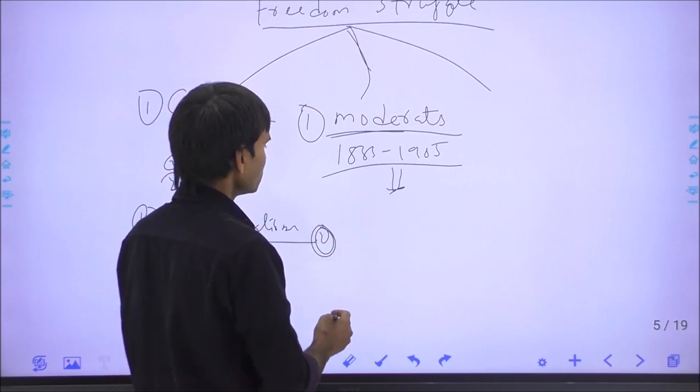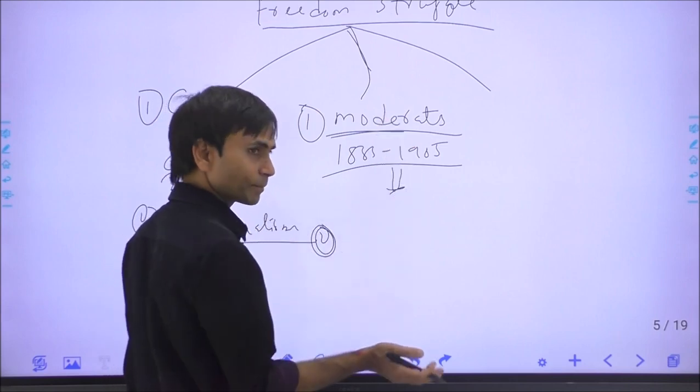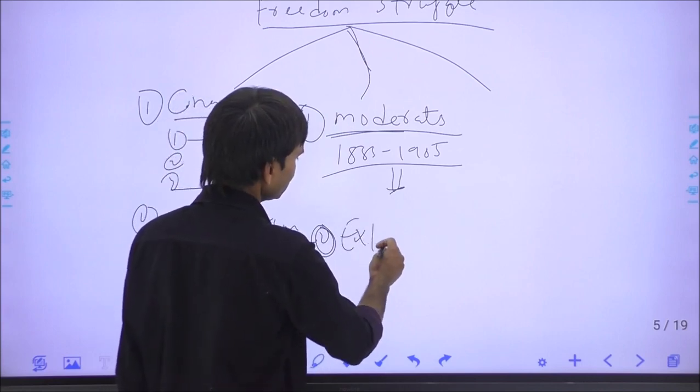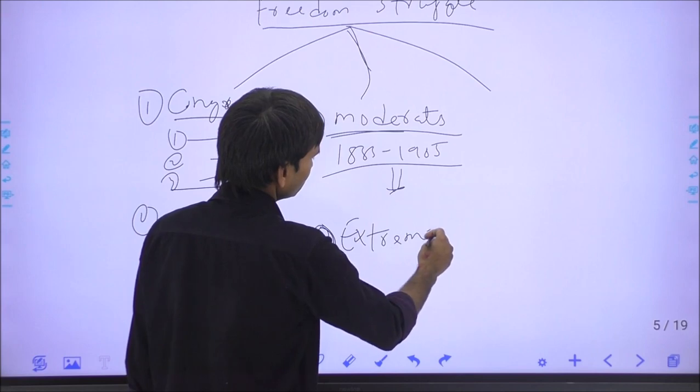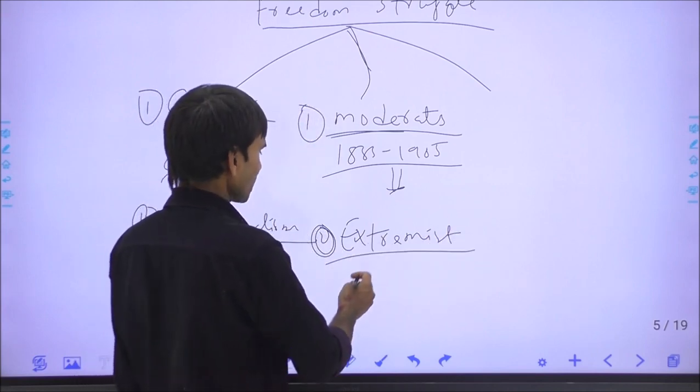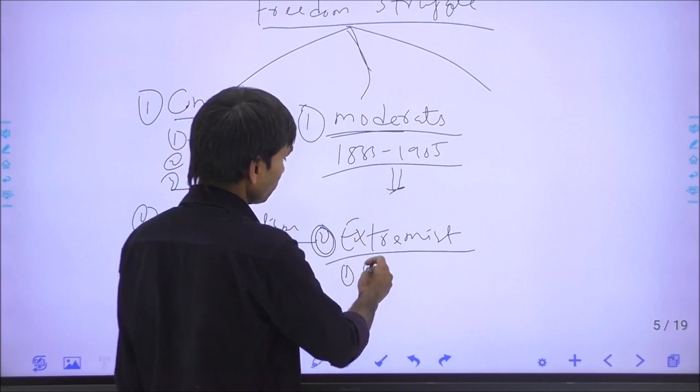Second, the moderates were replaced or expelled by the extremists or the Garam Panthi. The rise of the extremist movement. With the rise of the extremist movement, this was a revolutionary movement too.